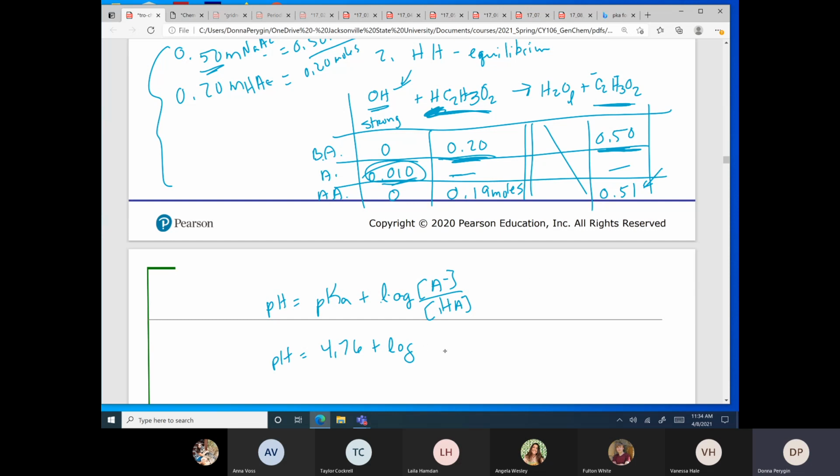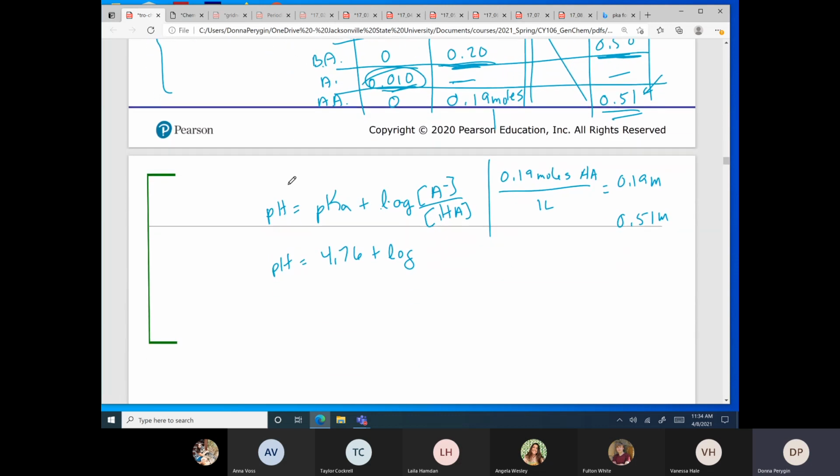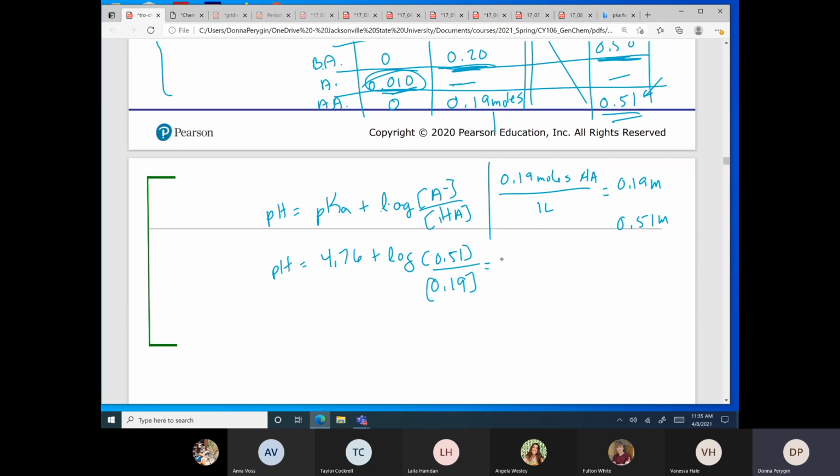Okay, so we've got a 1 liter solution. So that means if we have 0.19 moles of HA, which is right here, divided by 1 liter, we're going to have 0.19 molar. And if we have 0.51 moles, that's going to give us 0.51 molar, because we're dividing it by 1 liter, because that's our solution. So that is 0.51 divided by 0.19.